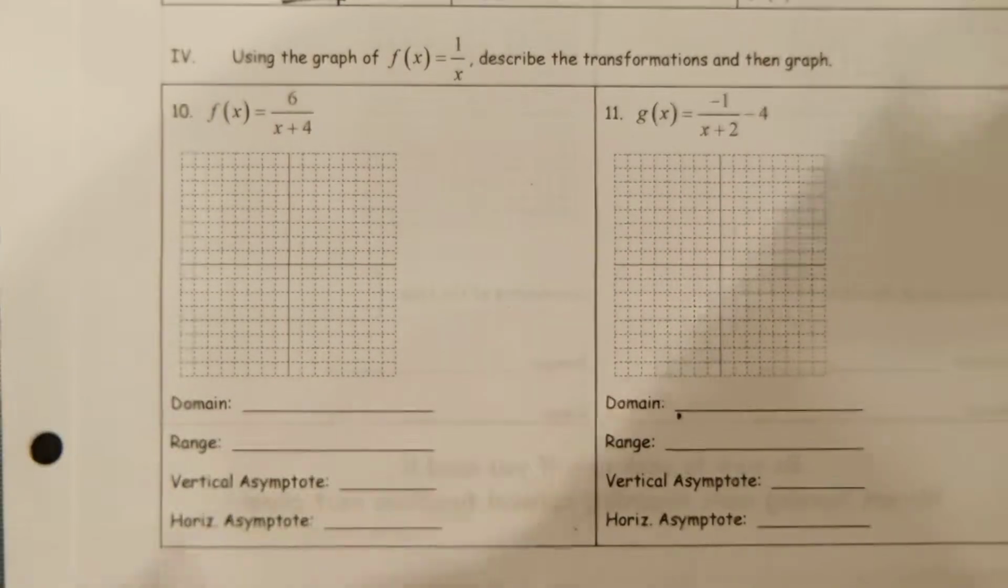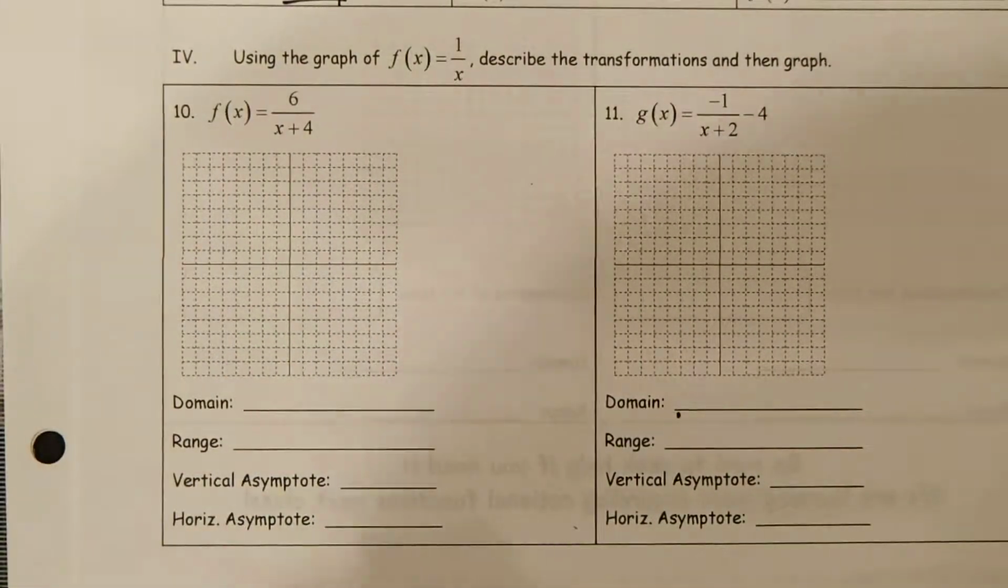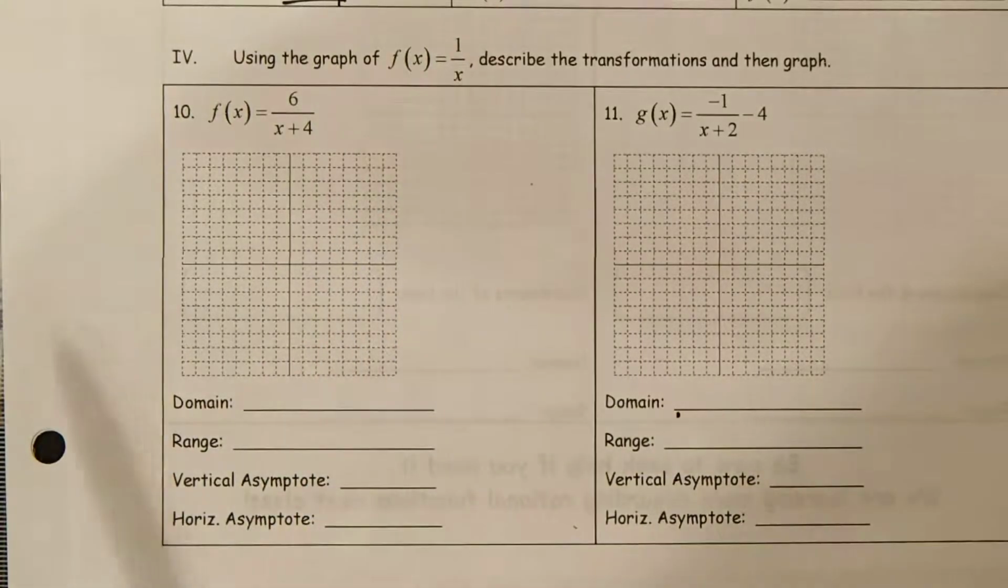So let's look at graphing these rational functions. Number 10, we have f of x equals 6 over x plus 4. Now, the domain is based on the x values, and the x values are connected to the vertical asymptote.